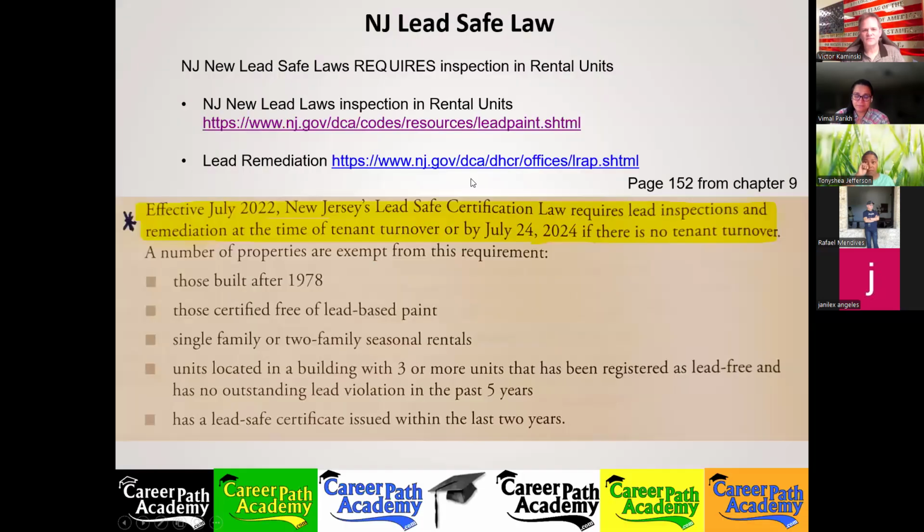So that's the requirements for the lead. You need to have that federal lead paint disclosure. You need to give them the booklet, the pamphlet informing them about lead, and a 10-day opportunity to inspect for lead-based paints. And then if it's a rental, according to New Jersey's lead safe law, you need to have it inspected for lead, and then any lead needs to be remediated. What do they mean remediated? You don't tear down the walls that have lead paint on them. All you do is you scrape away any loose chips and then you paint over it with non-lead based paint. That's the method of encapsulation.